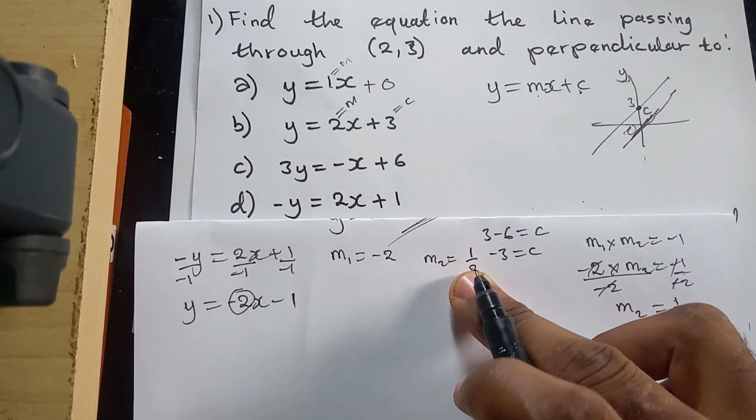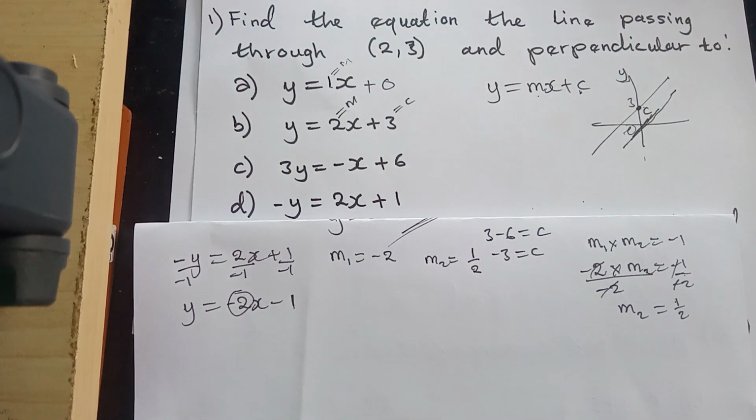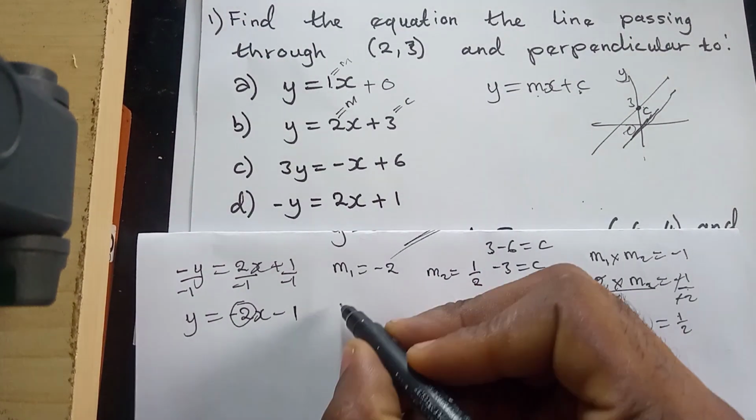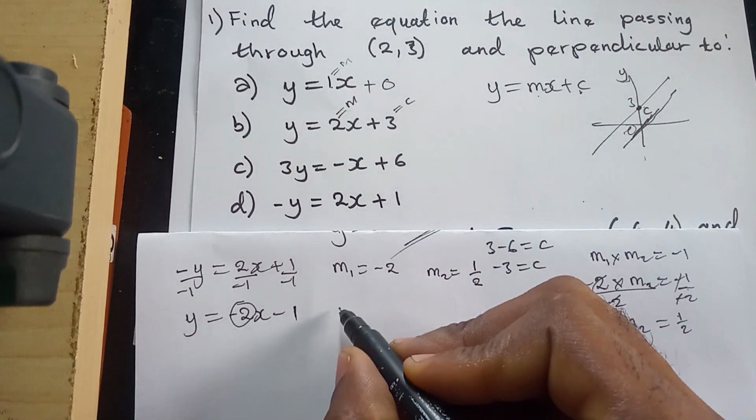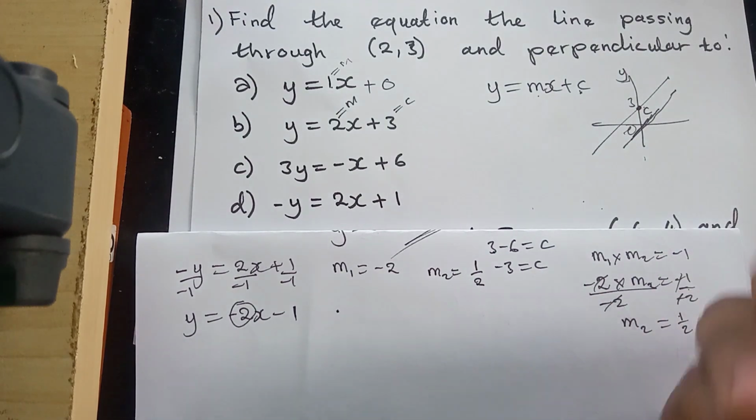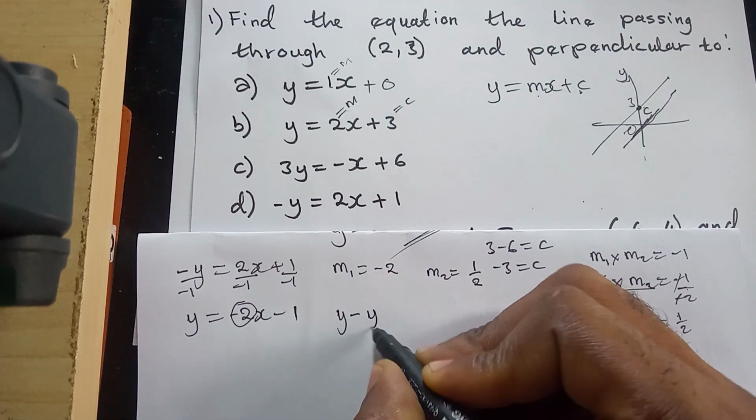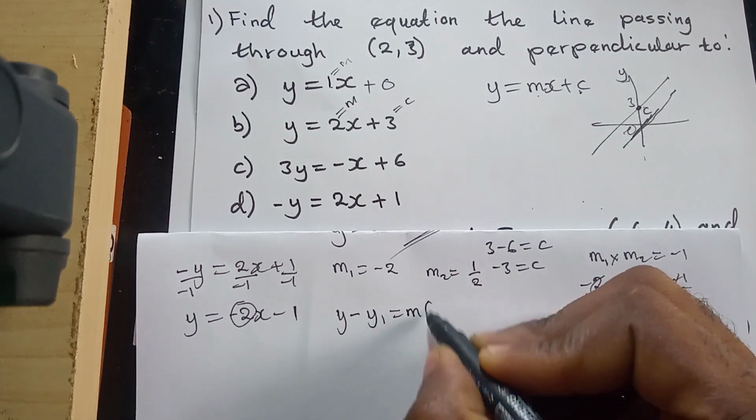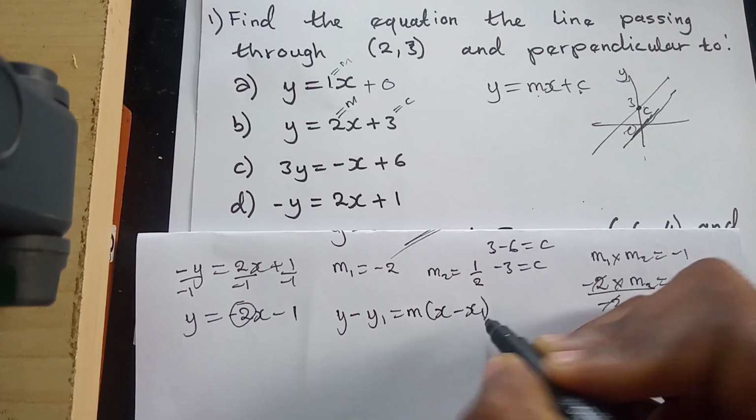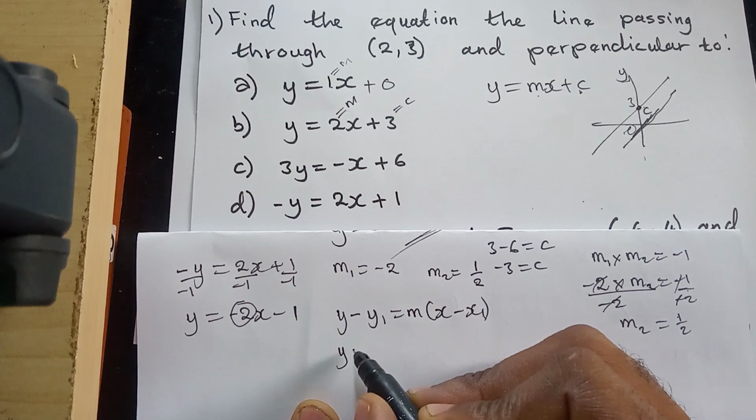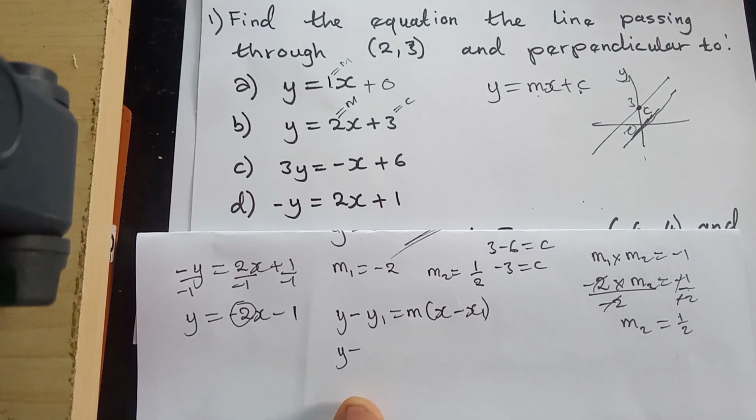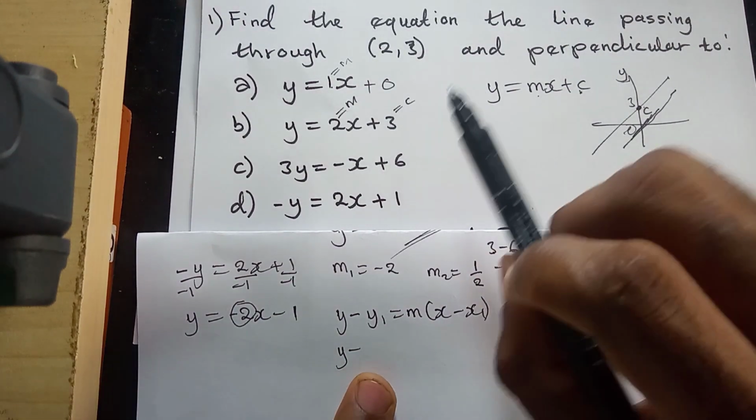Then this one requires you to observe. So we have the gradient and we have one of the points on the line, so we can find the equation. Let's use the first method. y minus y1 is equal to m, then x minus x1. So you should pick your favorite method. You may not need all the methods.